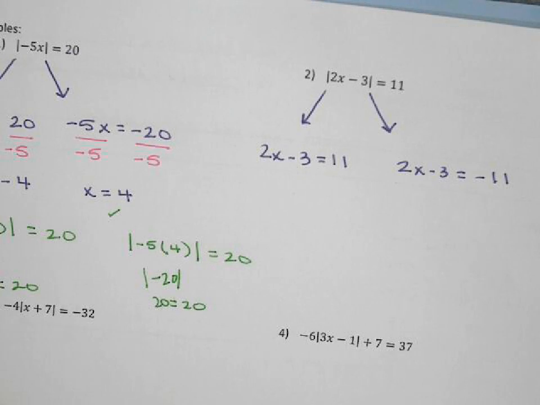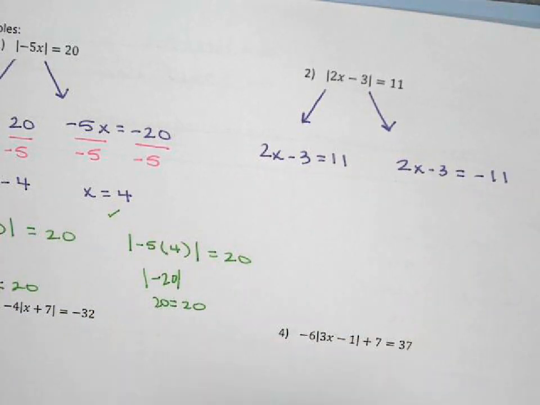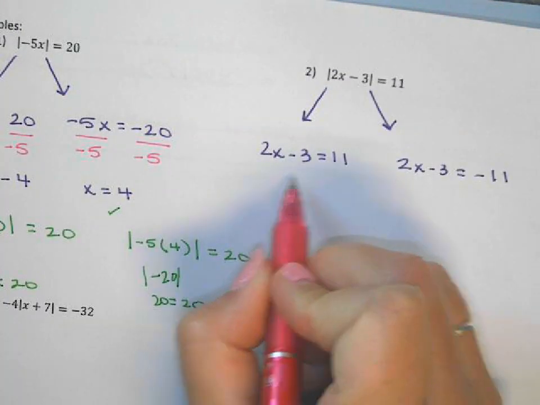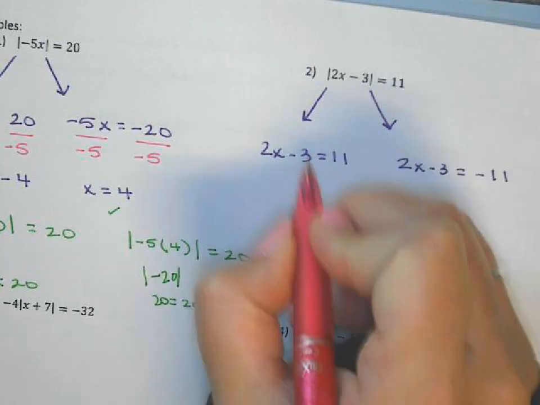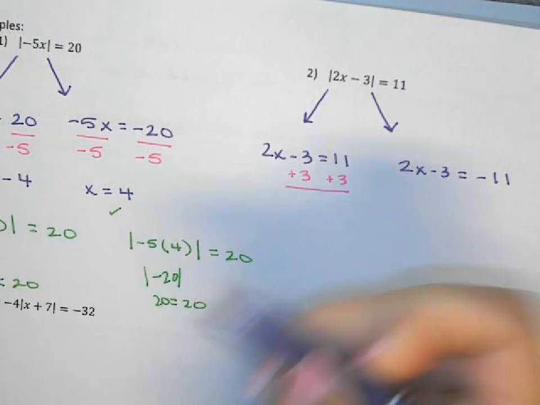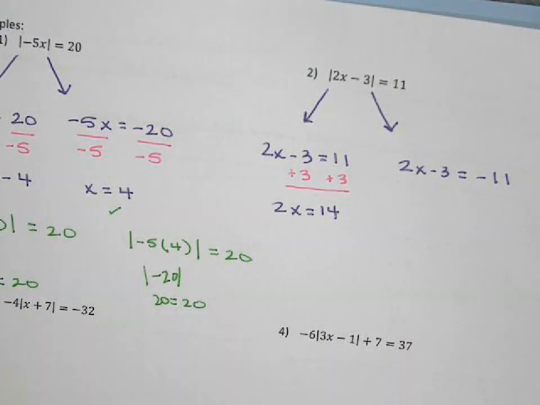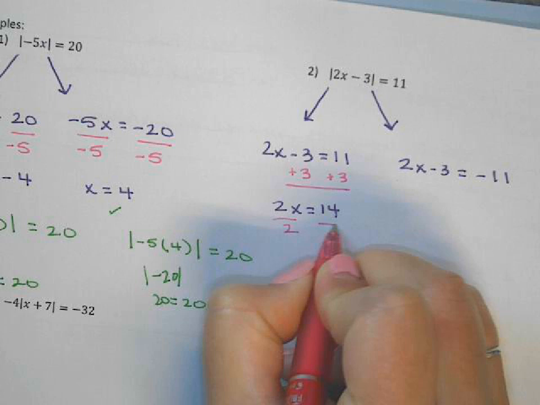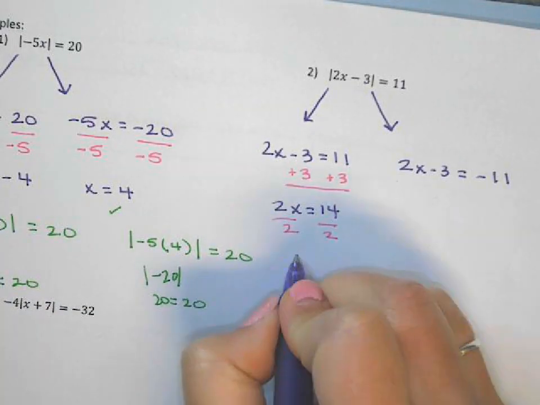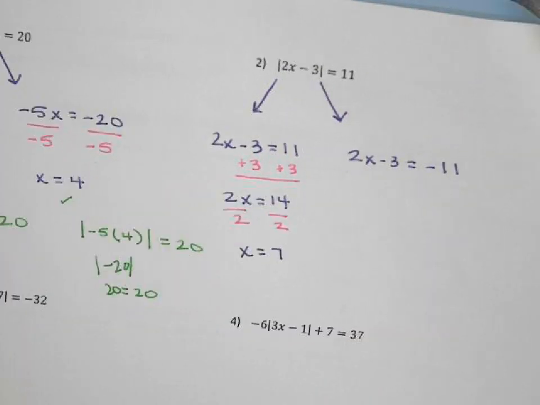Okay? All right, so the next thing it says to do, once we break it into 2 scenarios, is to solve each equation. You guys know how to solve the equation on the left, and you know how to solve the equation on the right. So what's the first thing we're going to do on this equation on the left? How do we solve it? Add 3 to both sides. What do I do next? Divide by 2. So I'm going to get x equals 7 as one of my solutions.